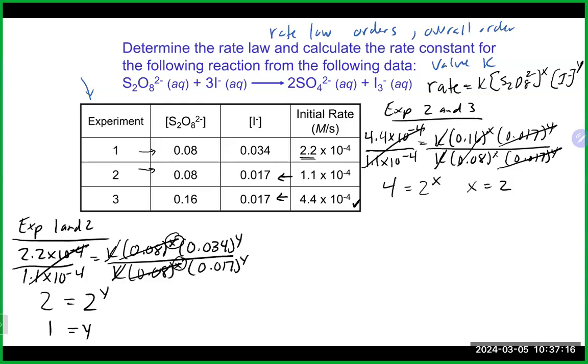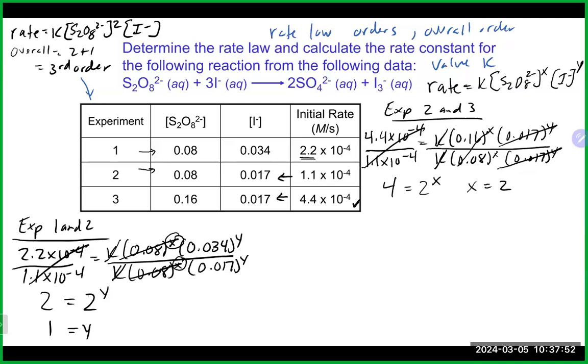Now that we actually have the orders, we can put it into our rate law and write our completed rate law, which in this case would be the rate is equal to K times the concentration of S2O8, and that is going to be to the second order, and our I minus here was to our first order. That means the overall order in this reaction is third order, right? So 2 plus 1 will give us a third order reaction actually happening in this particular case.